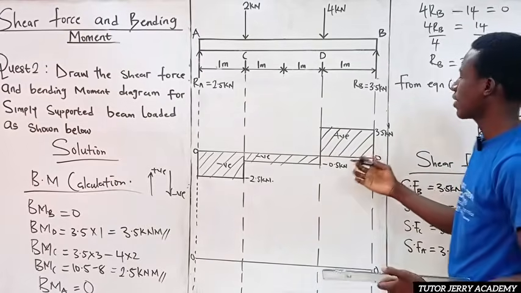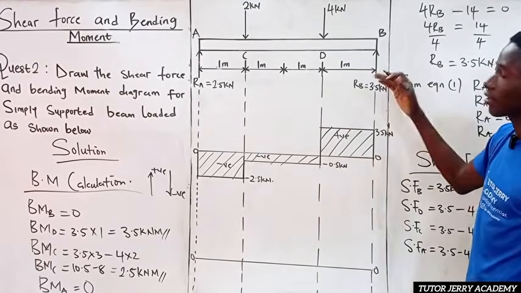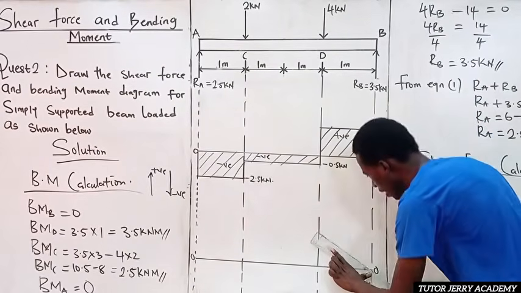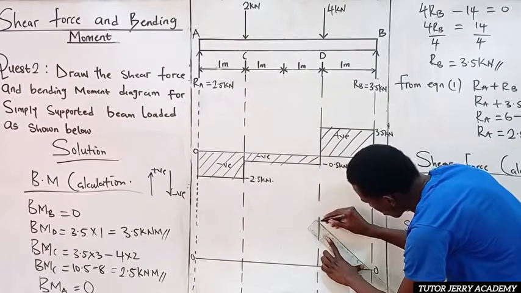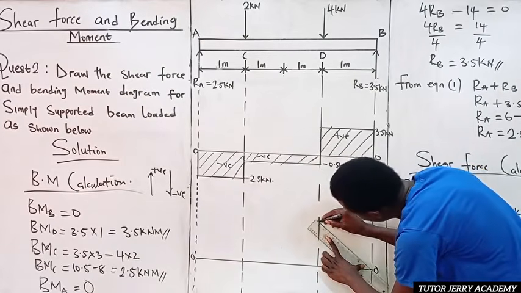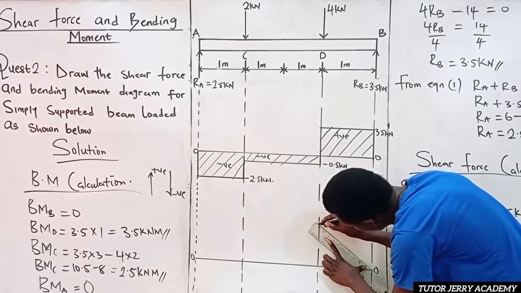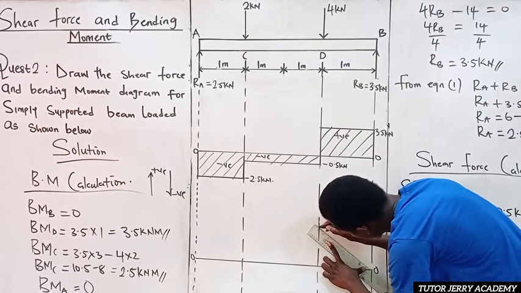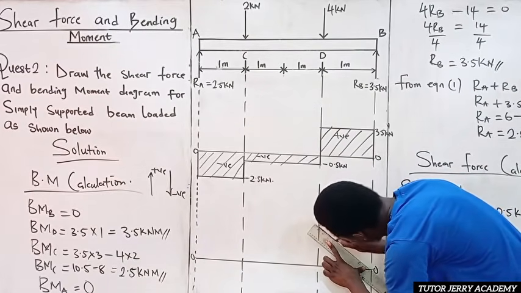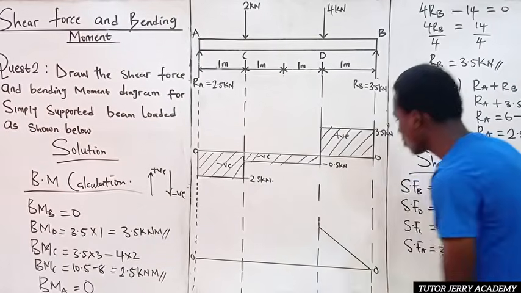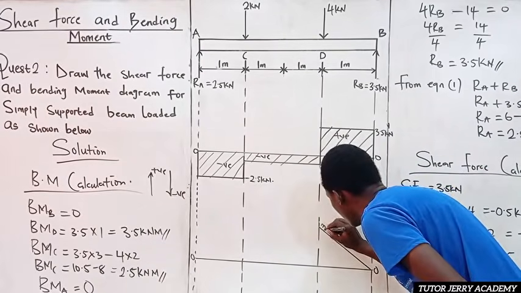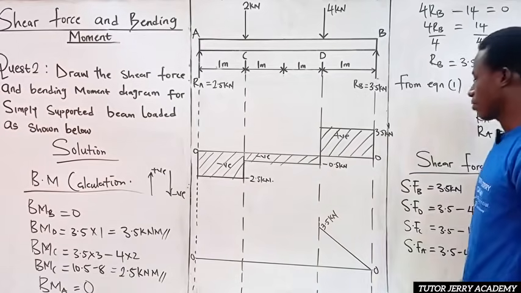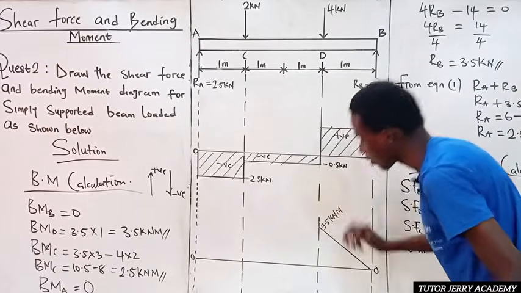And don't forget that a straight line on the shear force diagram is represented by an inclined line on the bending moment diagram. So let's take this point to be our 3.5 kilonewton meter. Let's draw this point. Good. This is going to be kilonewton meter, yes, because it's bending moment. Don't mistake that.